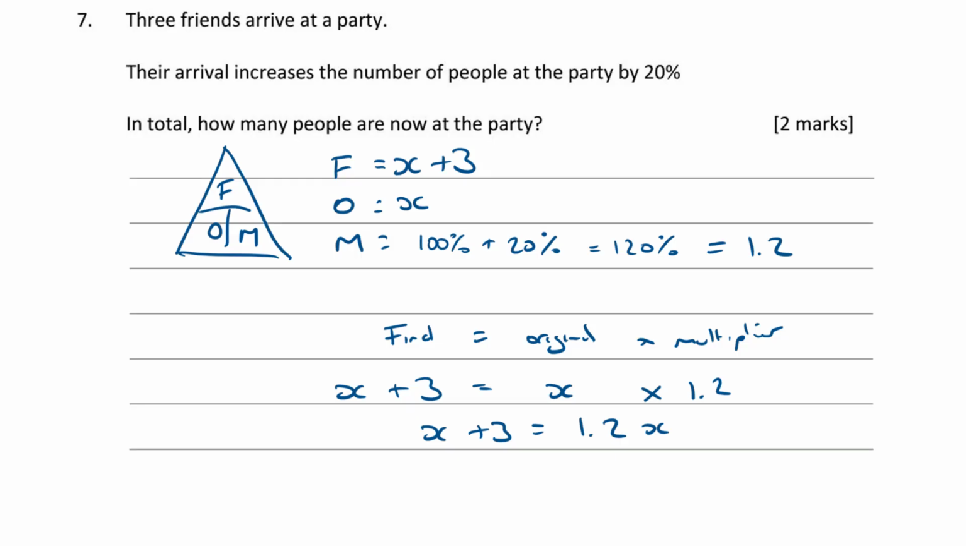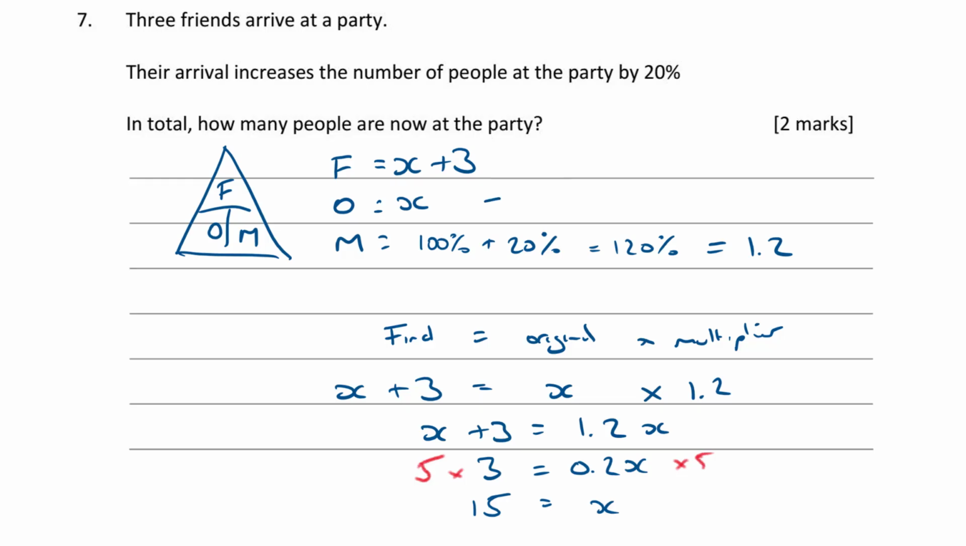So taking X away from both sides, I'm going to get 3 is equal to 0.2x. So then if I want X, I'm going to have to multiply both sides by 5, aren't I? Times by 5, times by 5. So I'm going to get X is equal to 15. So there were 15 people at the party, 3 people joined, making 18, and that is an increase of 20%.